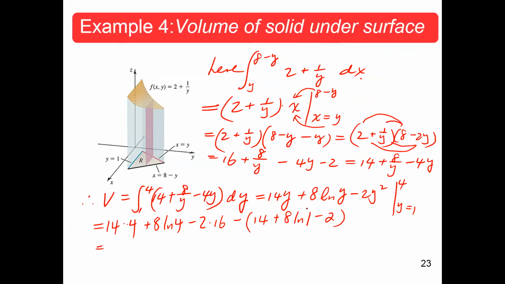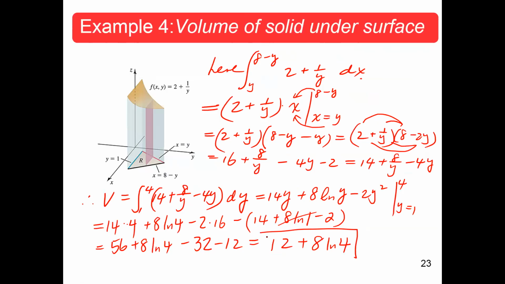Okay, and we know natural log 1 is 0, right? Natural log 1 is 0, so this part just vanishes because it's just 0. So I have 56 plus 8 natural log 4 minus 32, and subtract 14 minus 2, subtract 12. So eventually I have 56 minus 44, which is 12, plus 8 natural log 4 as the final volume of this solid.